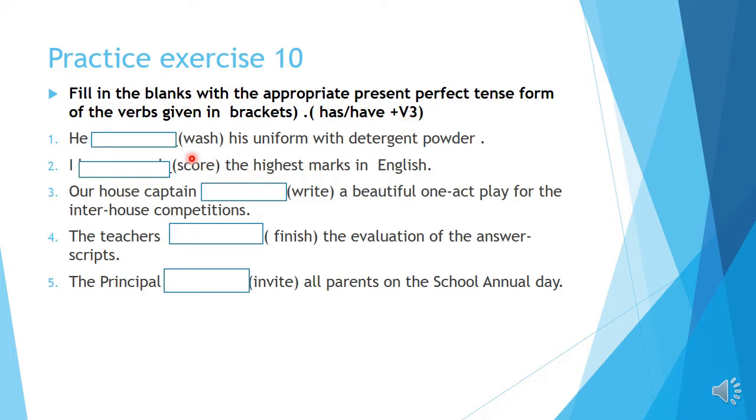Okay. First one, he dash his uniform with detergent powder. Bracket word is wash. So what is the present perfect tense? The general form you remember, has or have plus V3. Here which word will come, has or have? Subject is he. So what will come? Subject is singular, so we have to use the singular verb. What is the singular verb from has or have? Has. Okay. Have is the plural verb. So he has, and V3 form of wash is washed. So he has washed his uniform with a detergent powder. Okay children. So the answer is has washed.